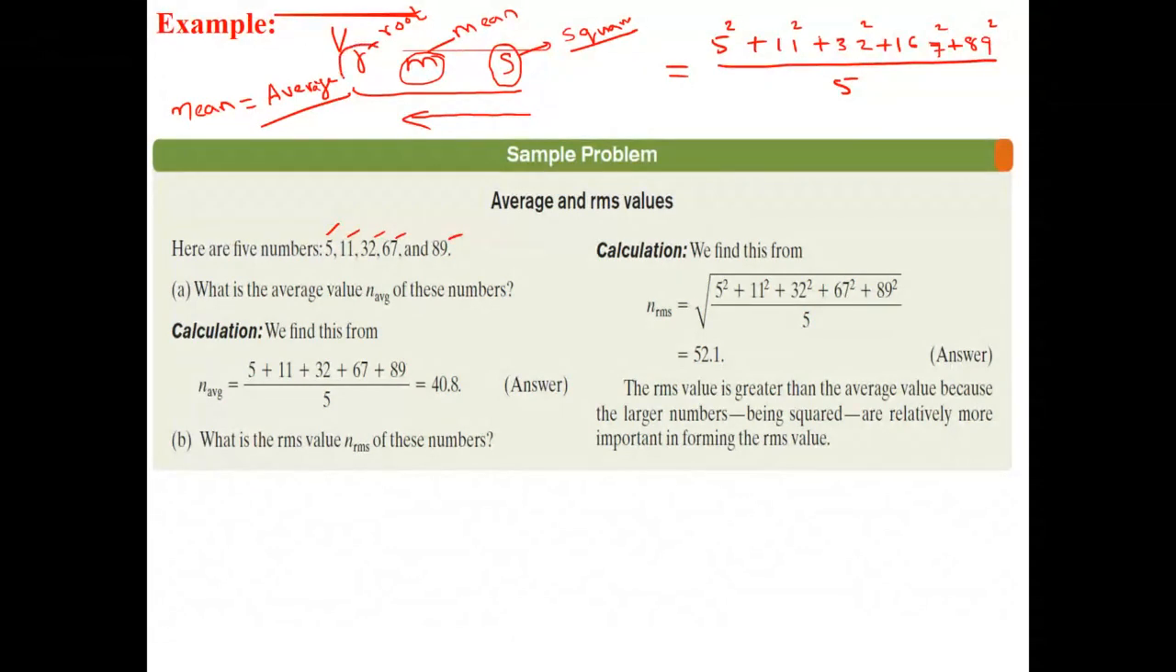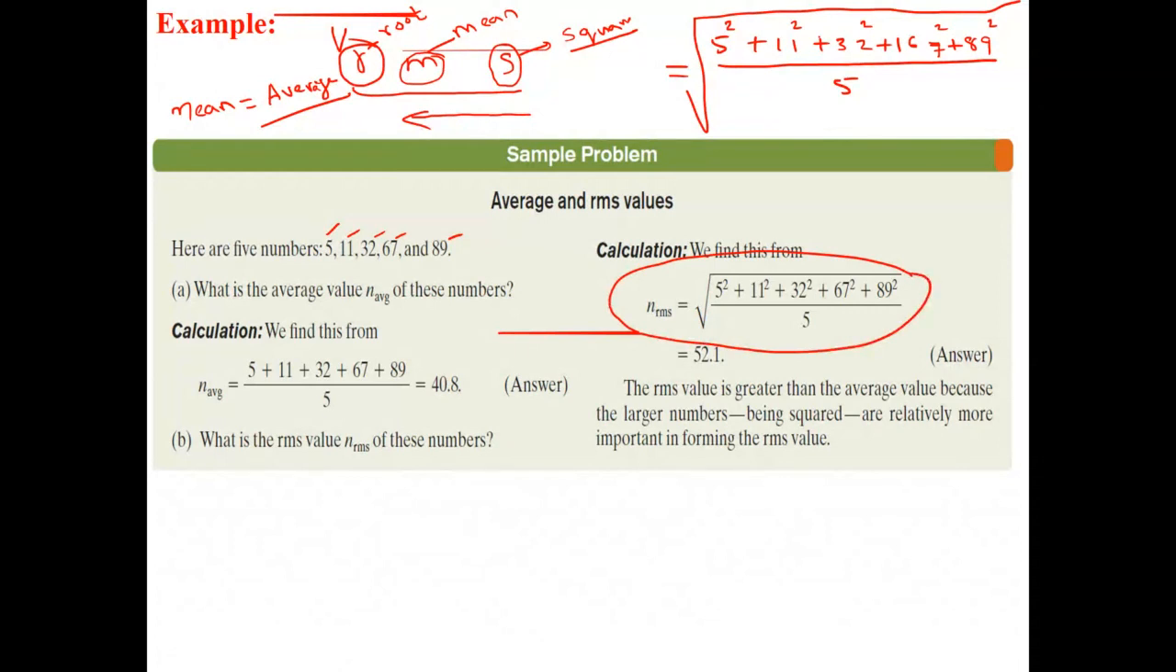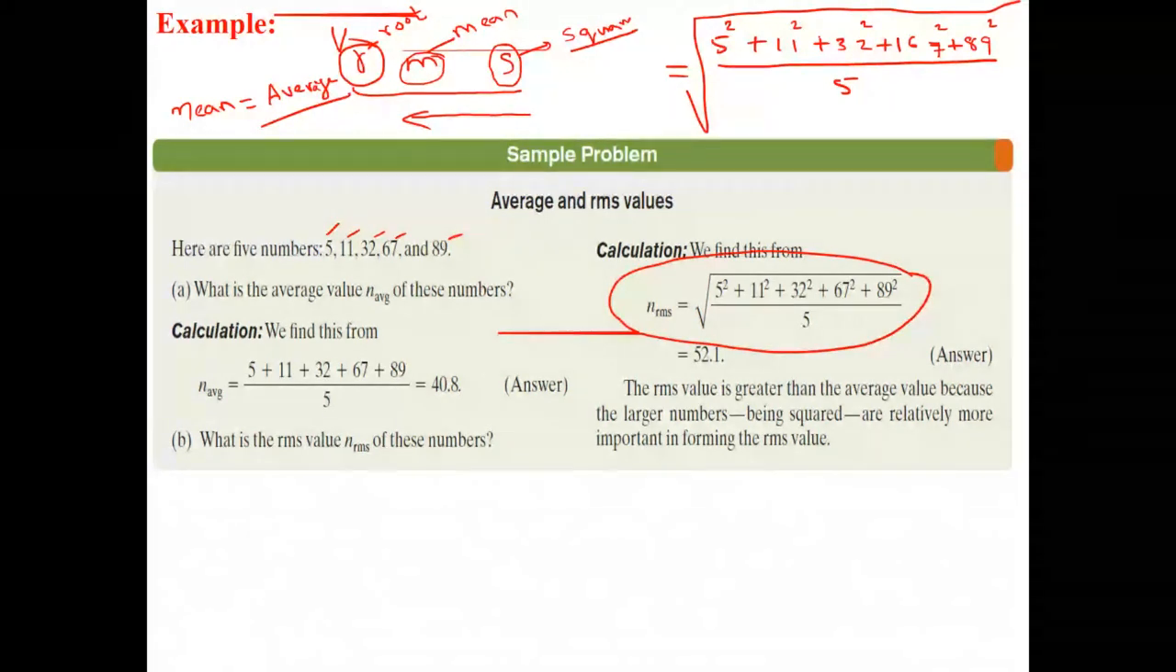What is the last letter? Root. Take the square root. That's it. You will get the answer. So when you are finding the RMS value, you have to go in the reverse order. Understand? Clear, my dear?